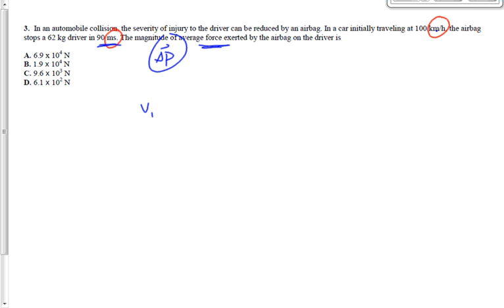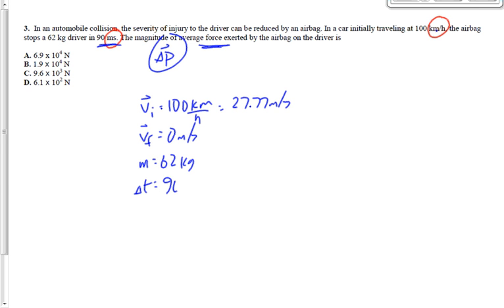We've got a VI of 100 kilometers per hour, which is 27.77 meters per second. VF is 0 because it stops. My mass is 62 kilograms. My time is 90 milliseconds, or 90 times 10 to the minus 3 seconds, or you could say 0.09 seconds. What's the force?